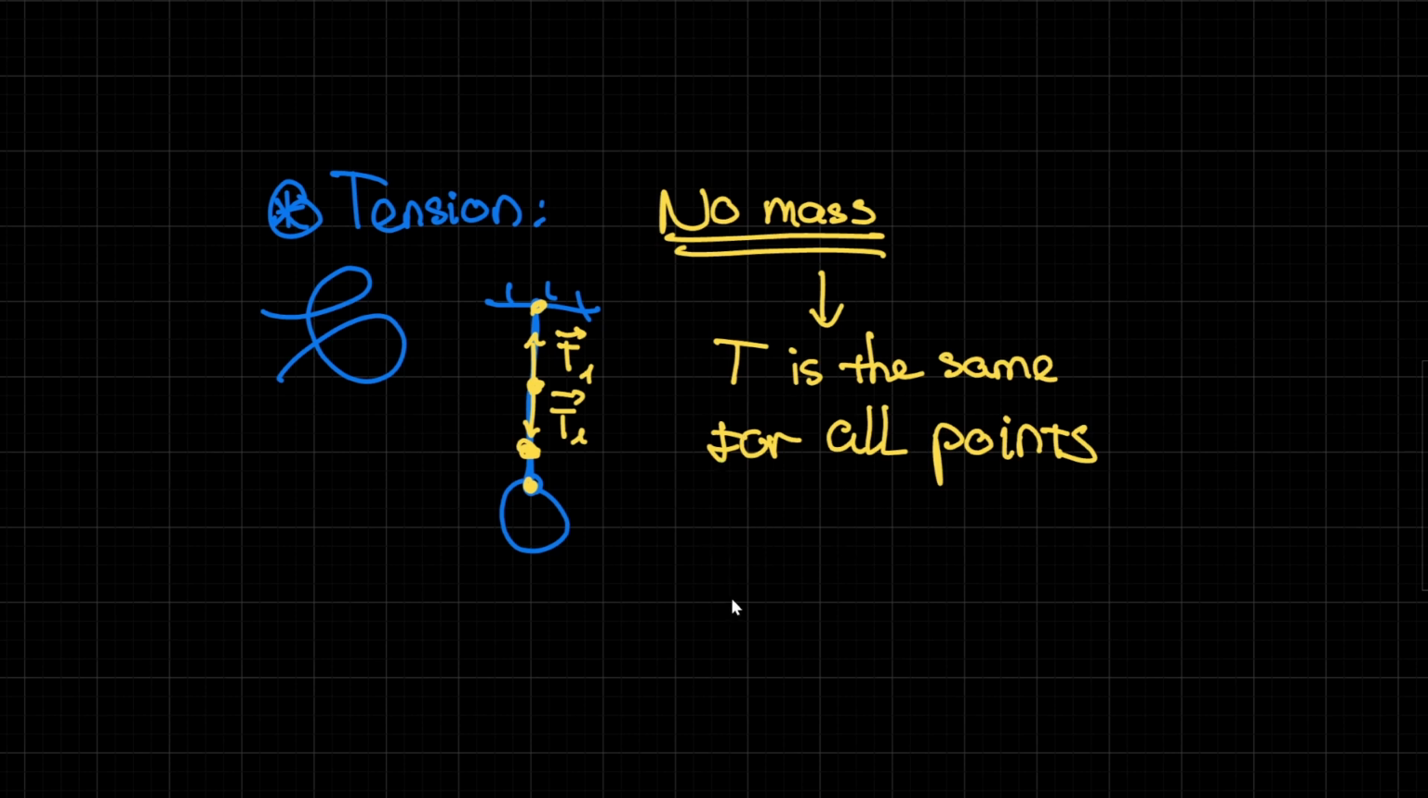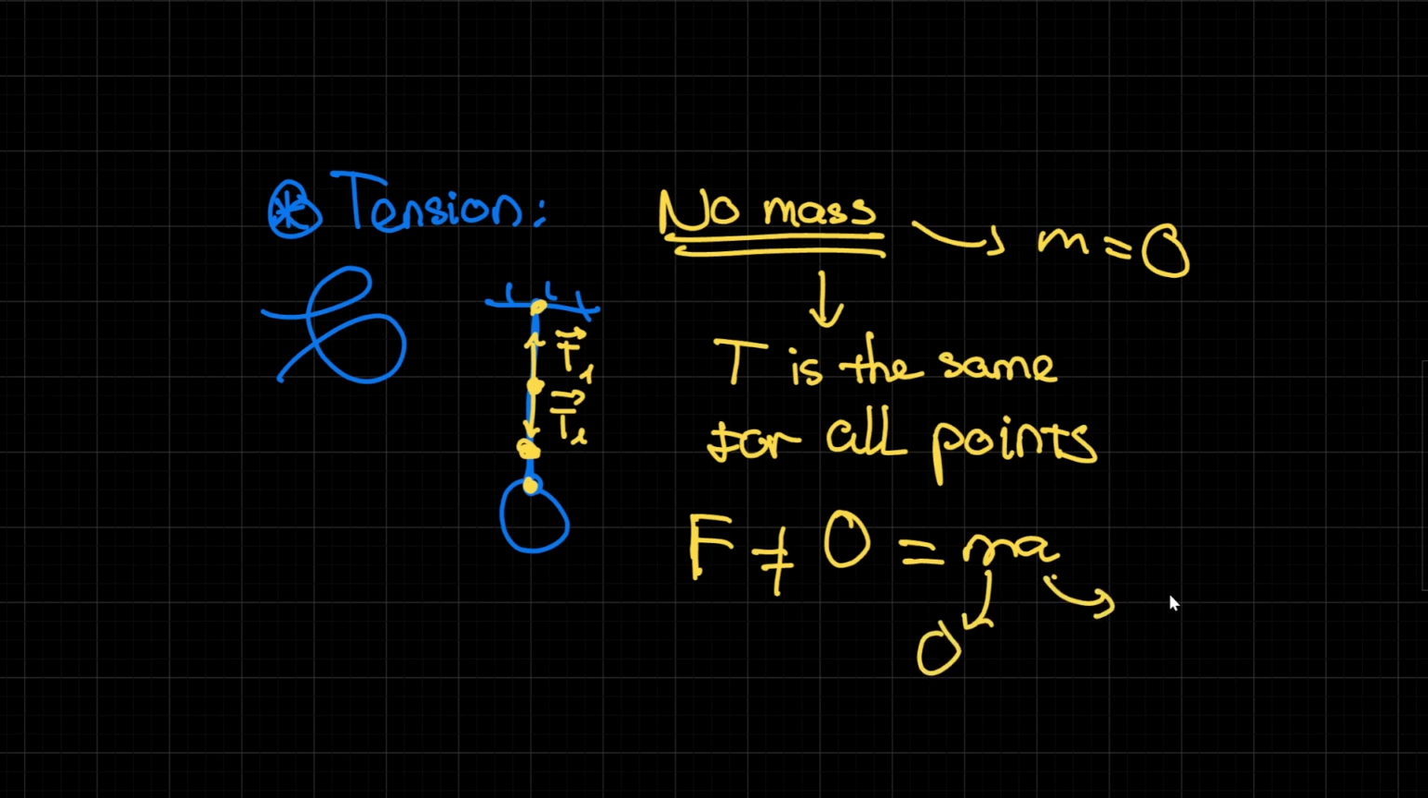It's because if T is different, you can have the net force F at some point on the string different from 0. And if we're talking about having no mass here, it means that m equals 0, right? So F equals ma. If m is 0, then a must be infinitely big so that F can be different from 0. So that's just not possible.